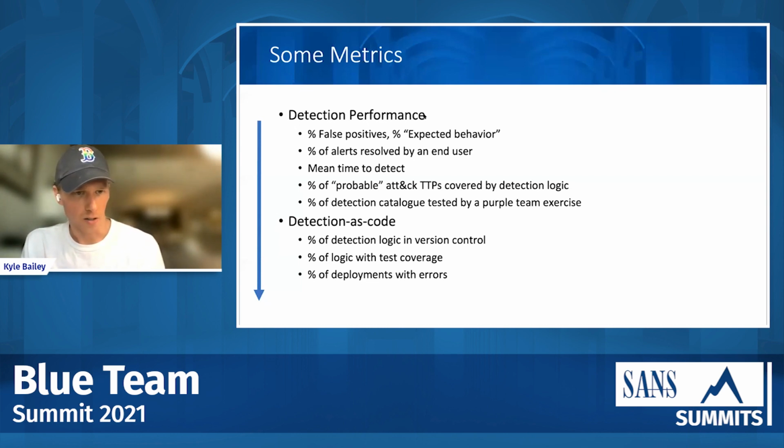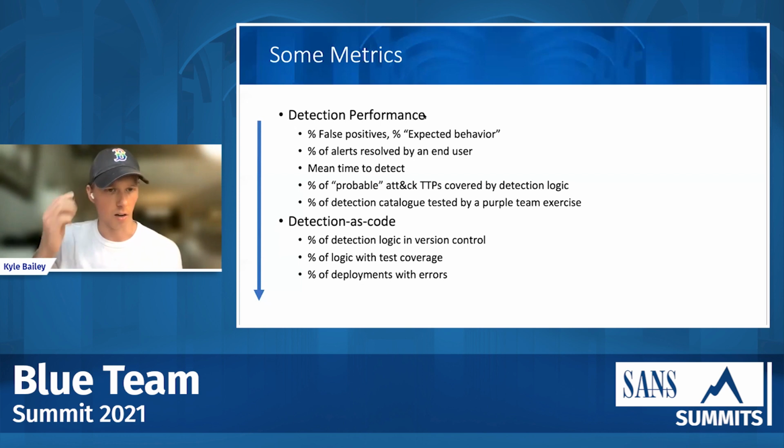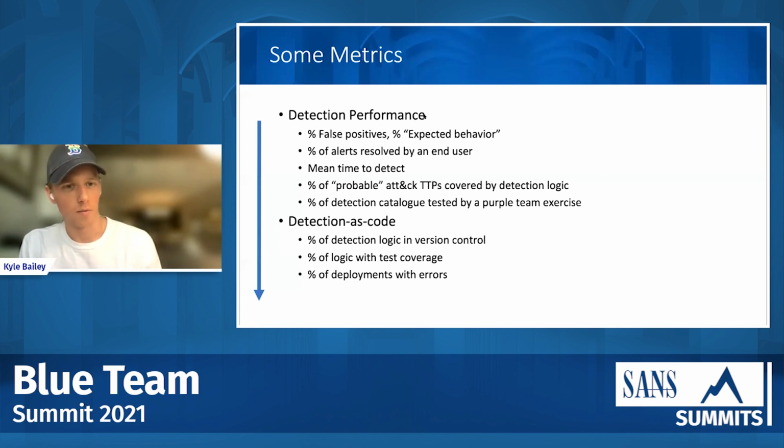Finally, some detection as code metrics. How much of my detection logic is in version control? What percent of logic has tests associated with it, or some test coverage to validate that I'm not pushing errors into production? And then maybe the percent of deployments that we push out that actually have errors, where maybe we need to go write tests. So just some ideas there.